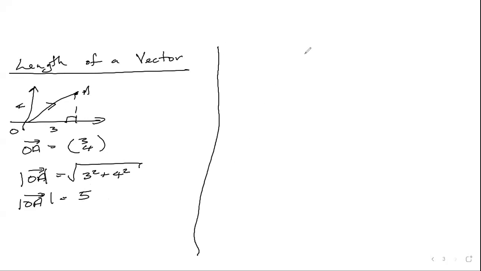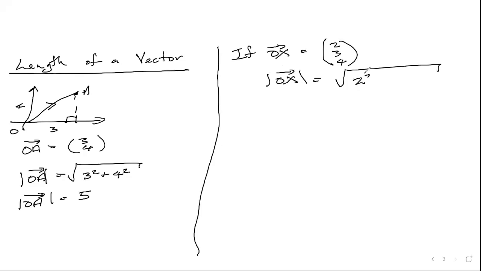So for a vector in 3 dimensions, we'd use Pythagoras theorem in 3 dimensions. Pythagoras theorem in 3 dimensions says that we square everything. So 16 and 9, 25 and 4, 29. Can't leave it like that.